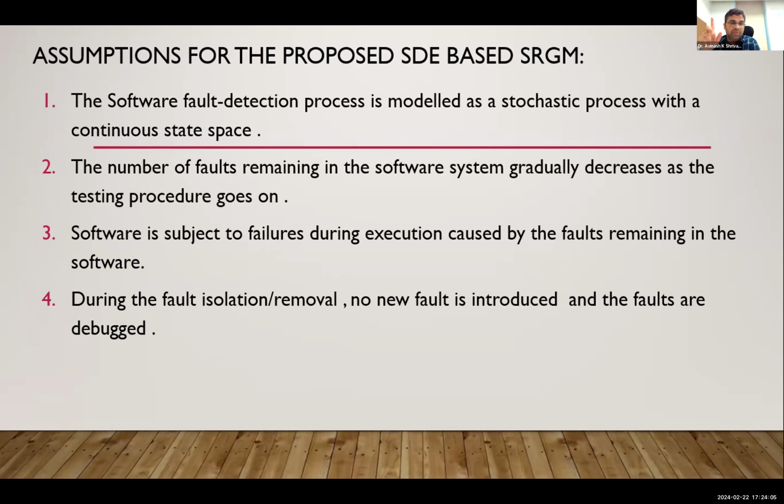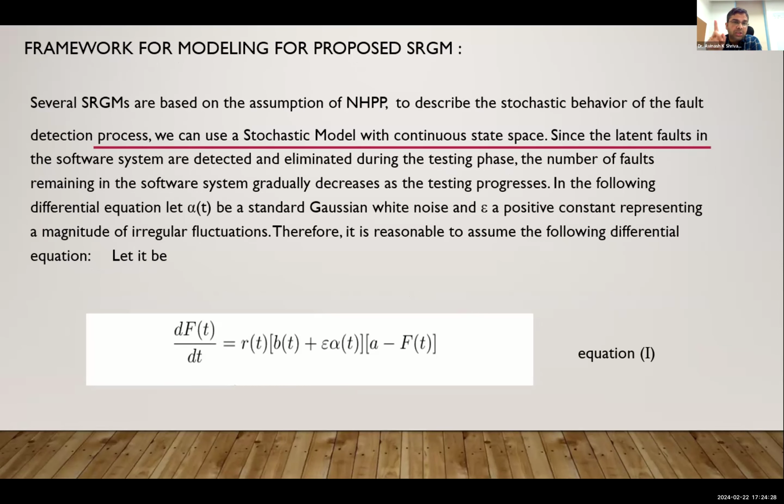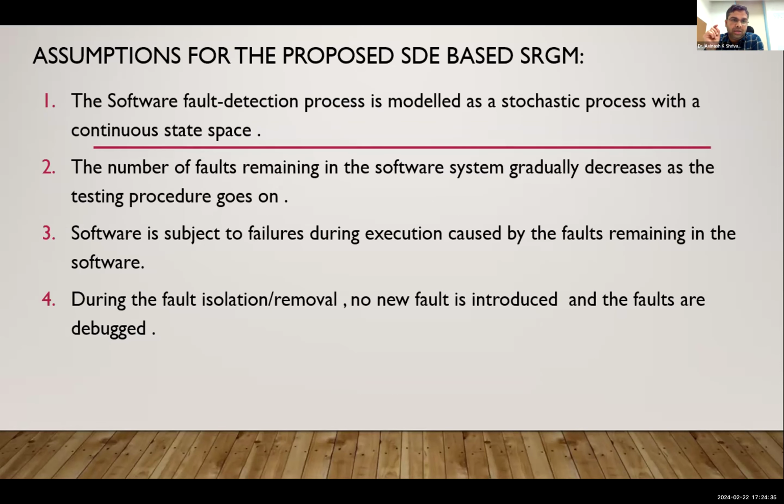In the assumptions, look at the second assumption. Yes, sir. In the second assumption, you have mentioned that the number of faults remaining in the software system gradually decreases. But when you develop the model, it doesn't talk about the decrement of the number of faults over time. Look at the model. So there is a problem with assumption 2. Please go back and correct that. Okay, sir. Assumption number 2 needs correction.